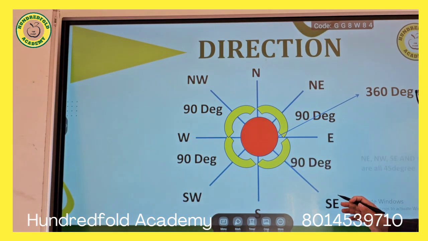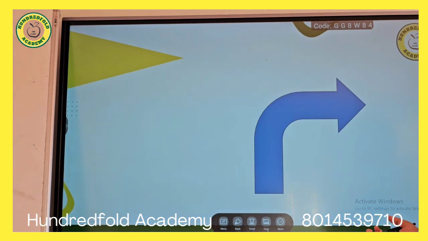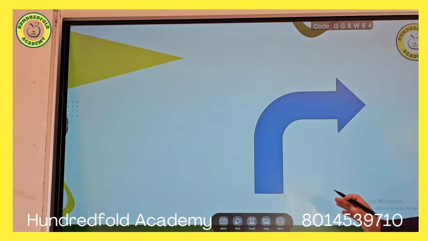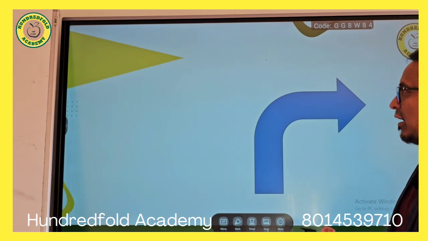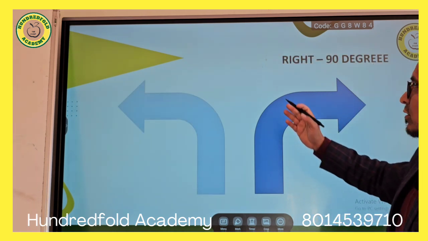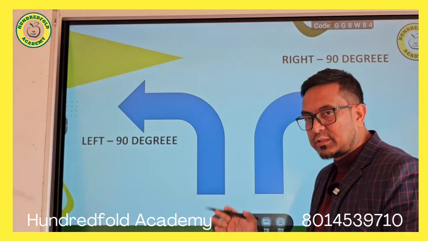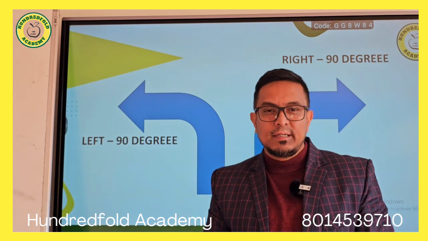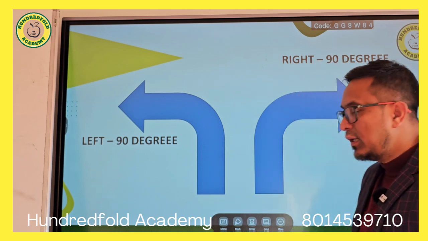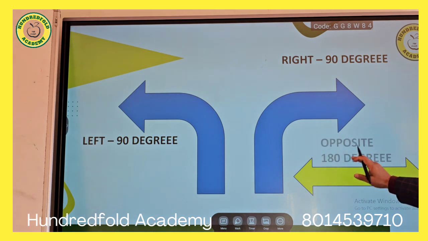But if it's a straight line, then it is 180 degree, right? Opposite direction. So every time you turn right, it's always a 90 degree. When you turn left, all right, 90 degree. When you turn left, it's again a 90 degree. So every time you turn, you have to understand, when I say turn right, it's 90 degree, turn left, it's 90 degree. Only when they say goes opposite direction, then opposite direction would be 180 degrees.